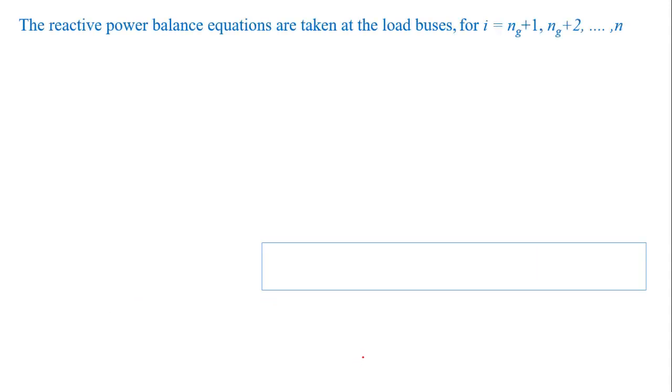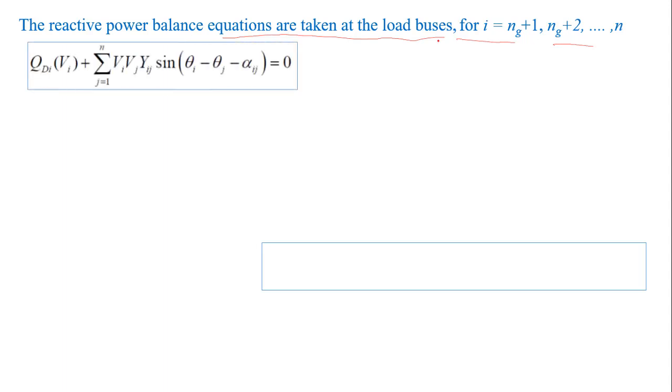The reactive power balance equations are taken at load buses. As we know, in the load flow also we don't consider reactive power balance equations in generator buses, because in generator buses the reactive power is adjusted. So the reactive power balance equation is taken at the load buses only. Therefore, for i equal to Ng plus 1 to N, these are the load buses for which the reactive power balance equation is considered.